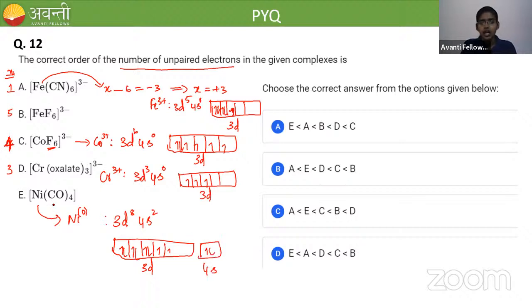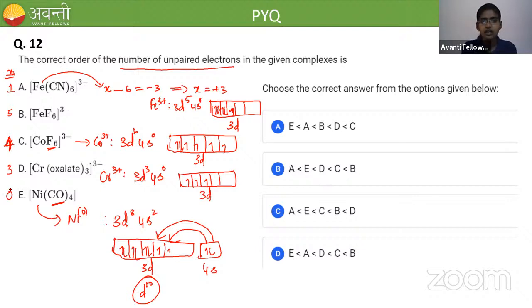having, right? And this carbon monoxide, carbonyl ligand is a strong field ligand. So what happens? Always for hybridization, s orbitals are required. So the 2 electrons which are there in the s orbital will move on to the nearest 3d orbital. So 2 electrons will fall into the 3d orbital. Now the 3d orbital has 10 electrons in it, so no unpaired electrons are there. So the number of unpaired electrons in compound E is 0.